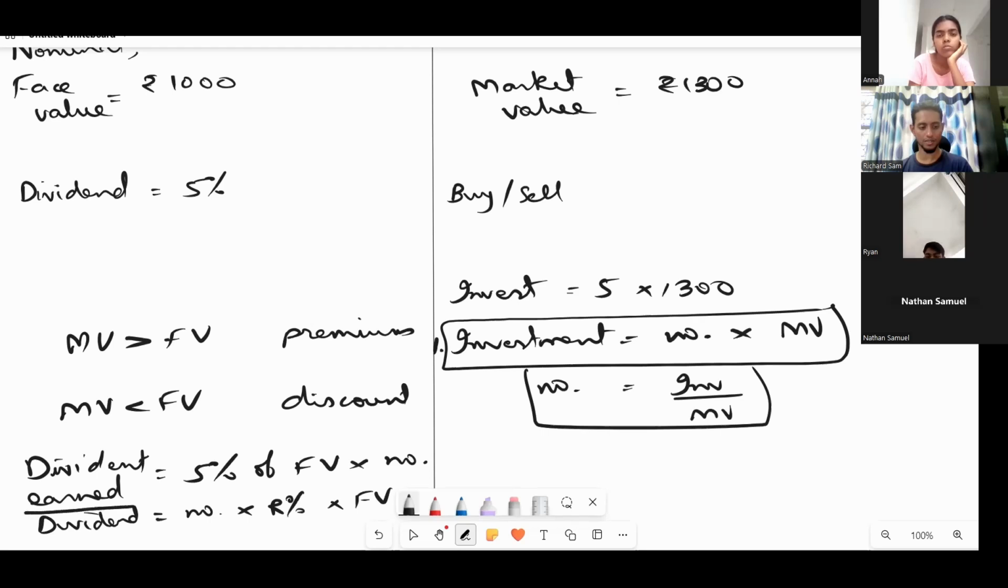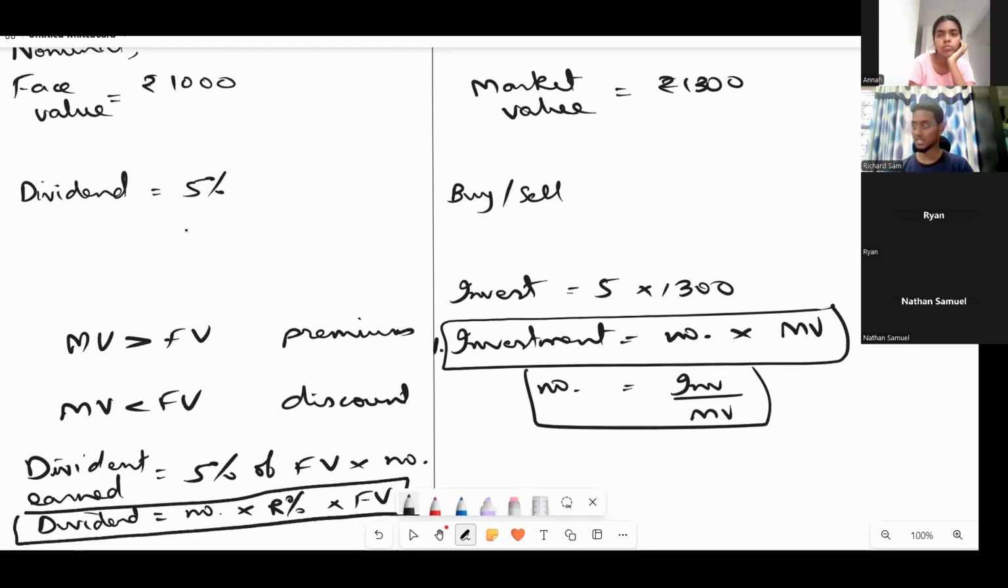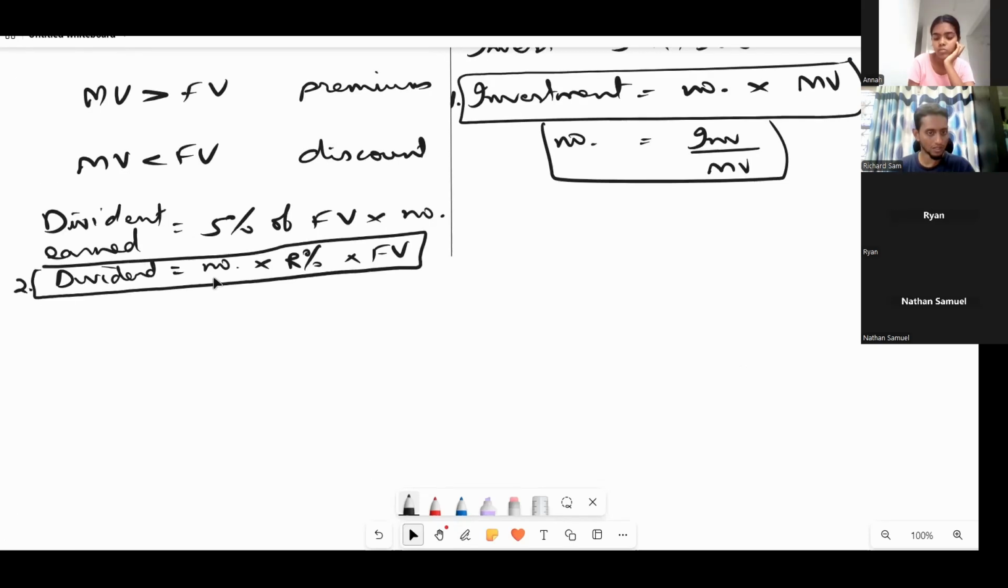Is that clear? You see, it's more like common sense. We don't have to memorize these formulas. We have to understand them. So dividend is number of shares into the dividend percent into the face value. So write this as your second formula. Write it in the same order that we wrote here, so you don't get confused: rate percent into face value into number of shares.